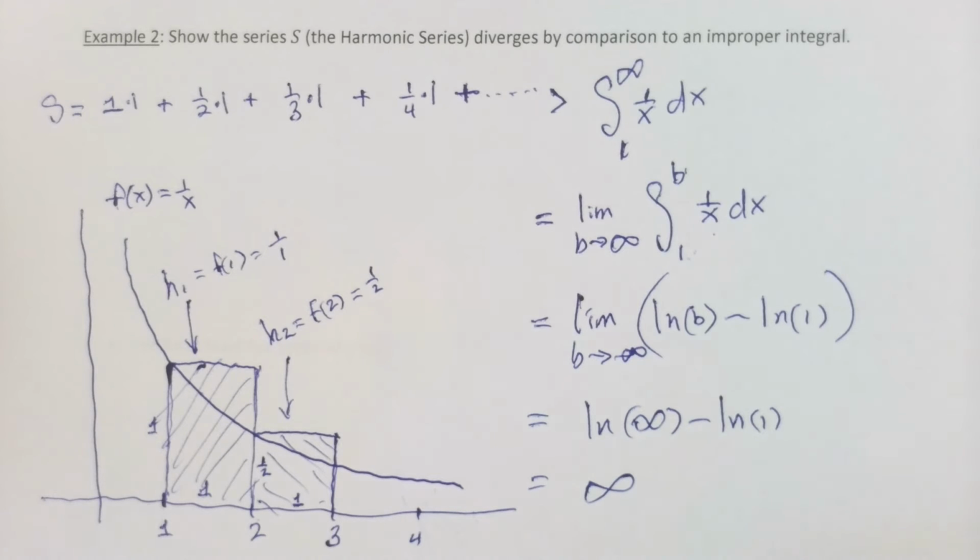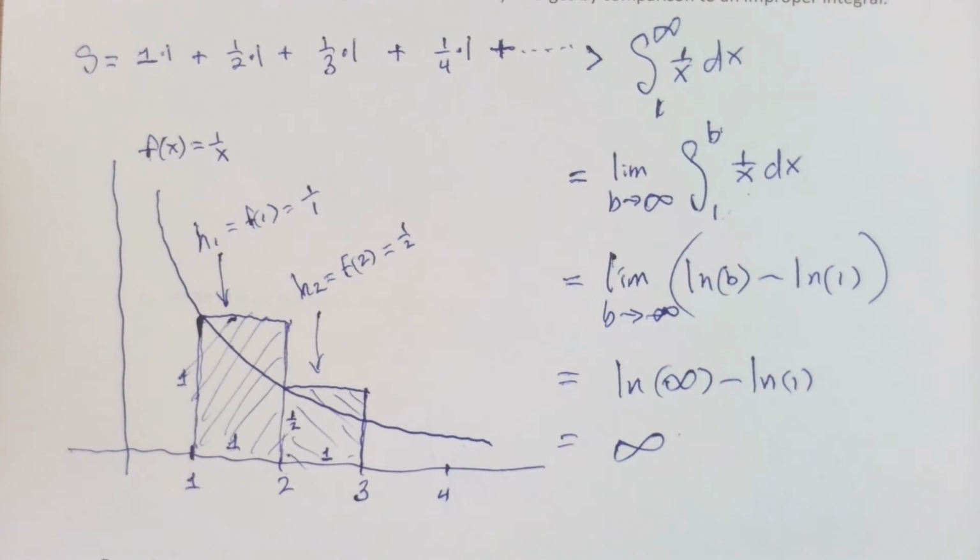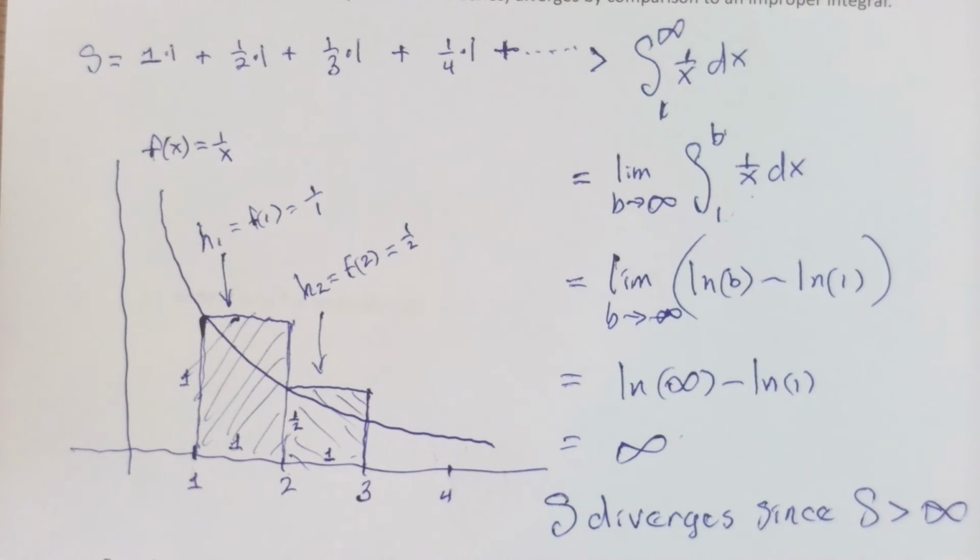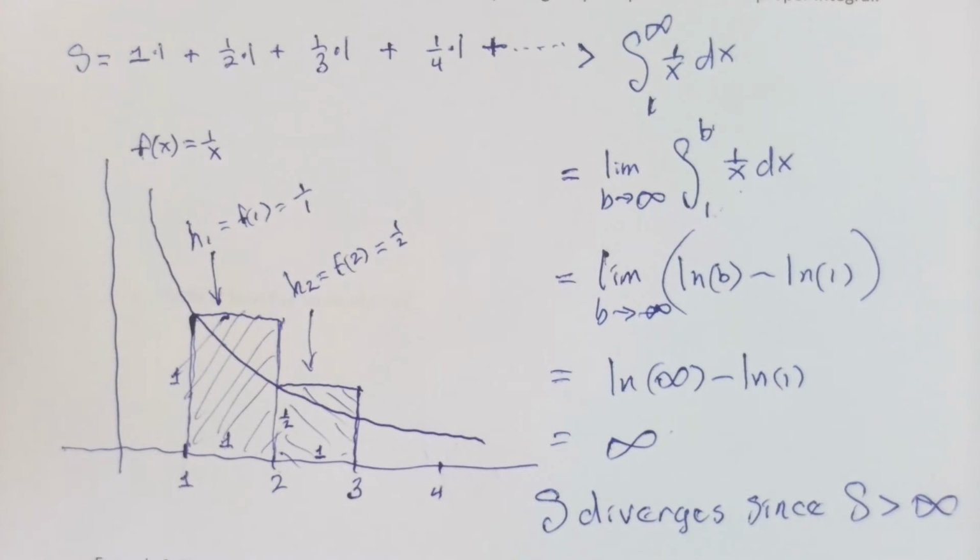Well, by the transitive property of equalities and inequalities, what do we have? We have the harmonic series equal to this, but this is greater than infinity. So s is greater than infinity. So we conclude by saying the harmonic series, which we're labeling s here, diverges. And why? Since s is greater than infinity. There's the argument, and hopefully we won't have to do that again.